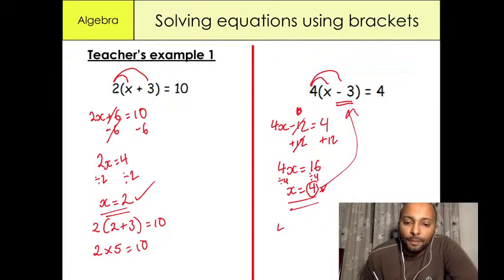We can check whether this is correct or not by putting 4 back into the equation. So 4 open brackets, 4 minus 3 is equal to 4. So 4 minus 3 is 1. 4 times 1 is 4, so that's correct.